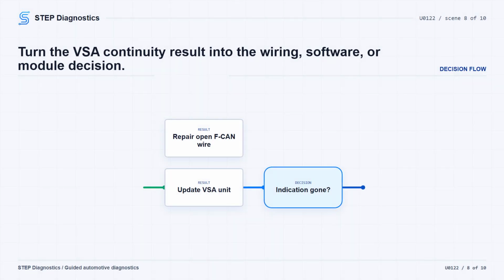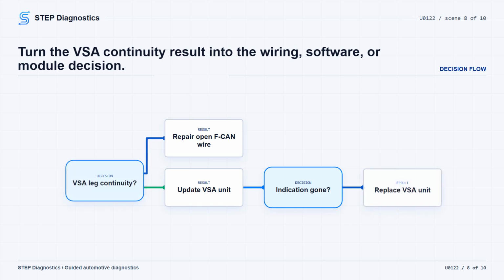If there is no continuity on the VSA leg, repair the open in the FCAN H and/or FCAN L wires between the real-time AWD control unit and the VSA modulator control unit. If there is continuity, the wiring check has passed for this leg of the network. In that case, update the VSA modulator control unit if it does not have the latest software, then recheck. If the symptom or indication goes away after the update, troubleshooting is complete. If it does not go away after the VSA modulator control unit is updated, replace the VSA modulator control unit.